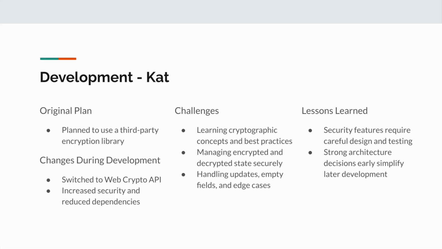So one significant change from our original project plan was moving away from a third-party encryption library and instead using the browser's native Web Crypto API. This required additional research and implementation effort, but it improved security by reducing external dependencies and aligning more closely with modern web security practices. One challenge was learning how cryptographic systems work beyond simply calling encryption functions.